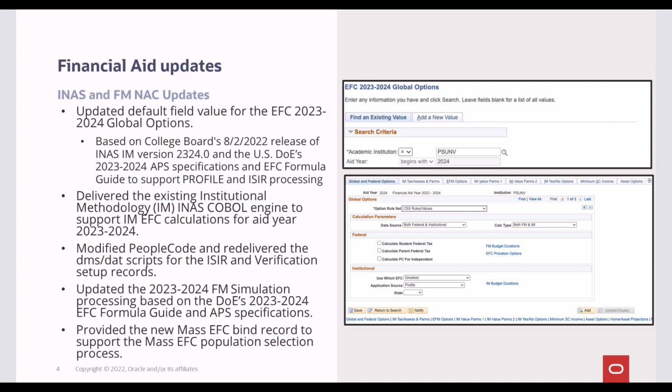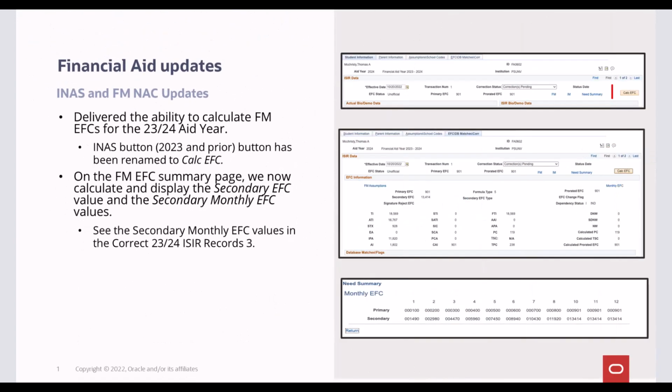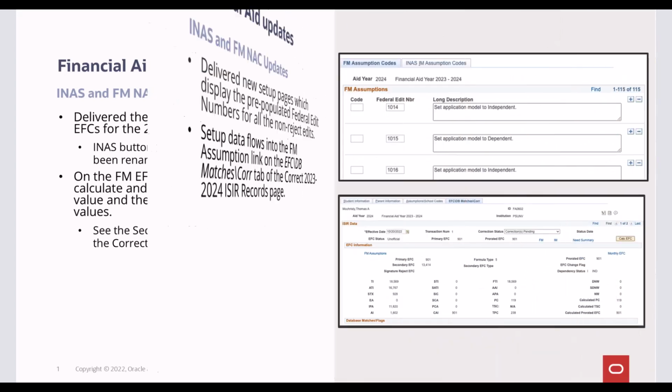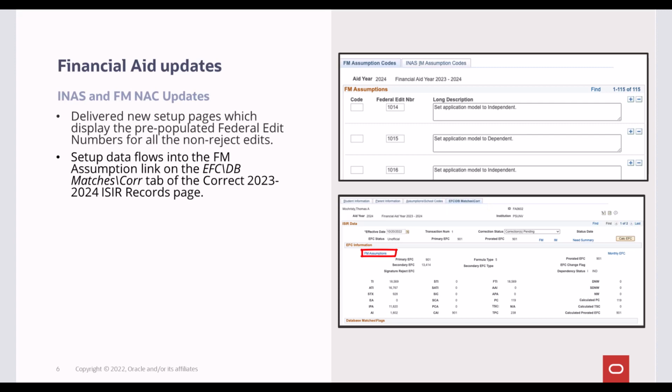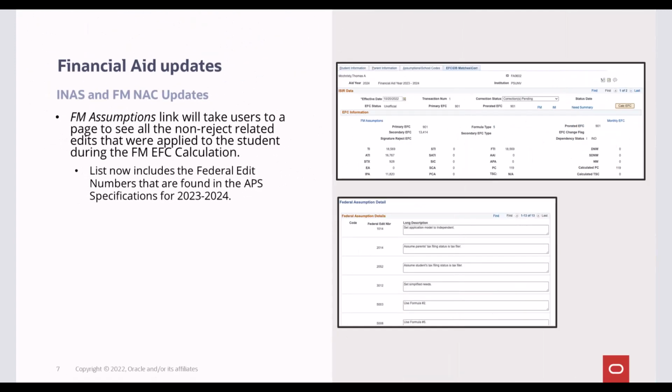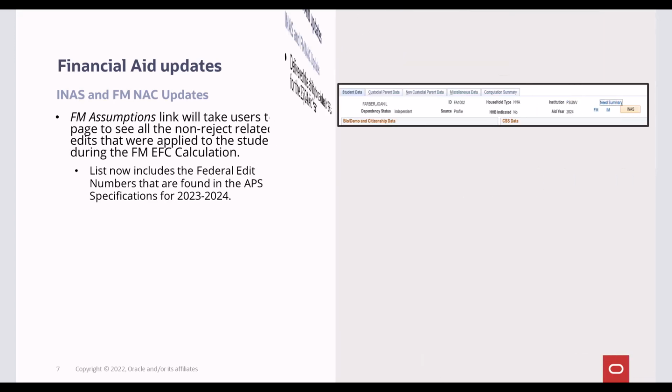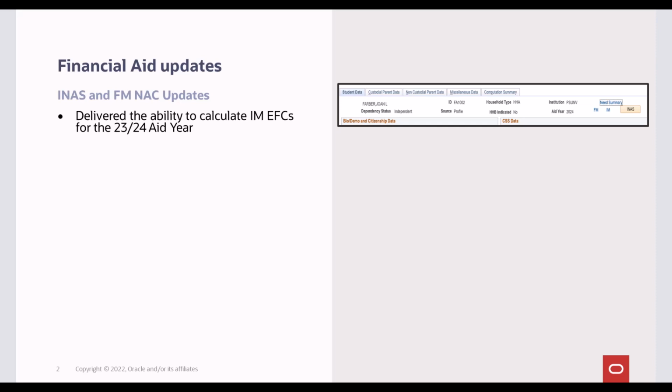We delivered the existing institutional methodology INAS COBOL engine to support IMEFC calculations for aid year 2023 and 2024. Note that the page has been renamed to EFC 2023-2024 Global Options. PUM 27 delivers the ability to calculate FMEFC for aid year 23-24. We've supplied the federal edit numbers for non-reject edits. These are then used in the FM Assumptions link in the correct ISIR records page. We continue to support the calculation for institutional methodology in the 23-24 aid year.